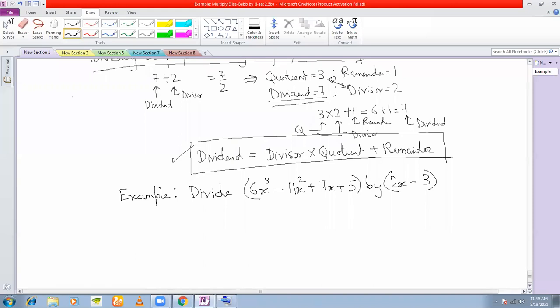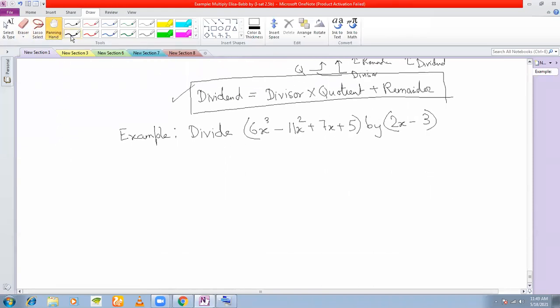This is your question. Now listen very carefully, because in the notes I have given you each and every step. In the book, the steps are not mentioned. Okay, so I'm explaining the steps now. First of all, what you must see here is that your dividend here is 6x cubed minus 11x squared plus 7x plus 5. Divisor here is 2x minus 3, right?